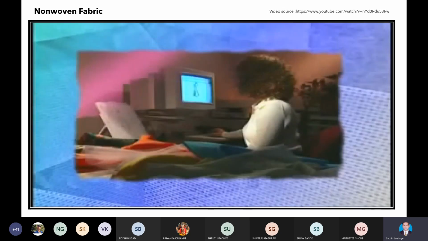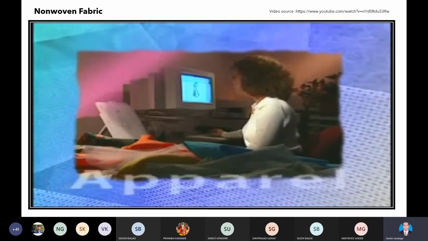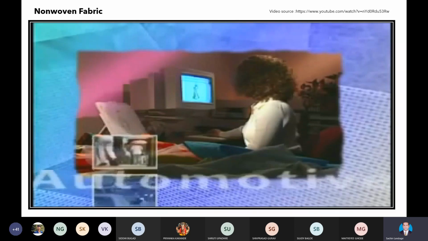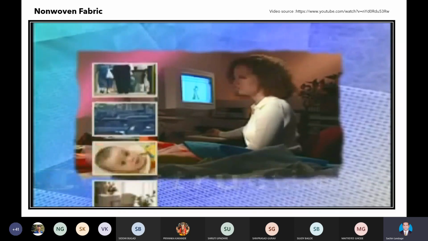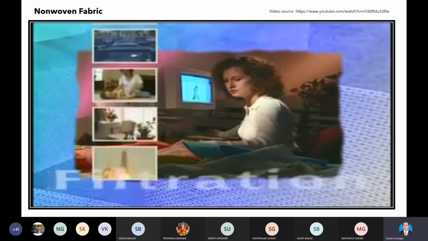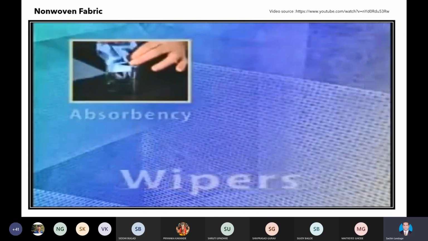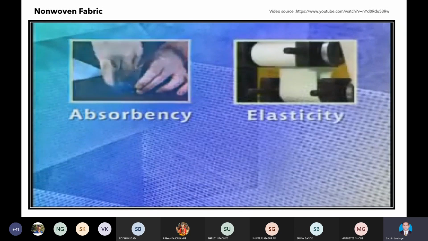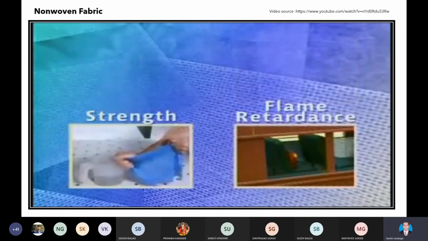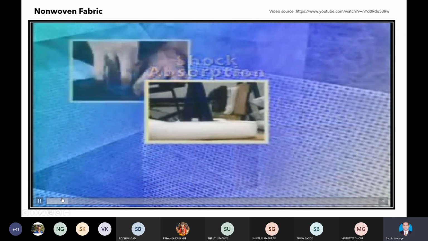Imagine for a moment you're a product designer. It doesn't really matter what field. You might design shoes, or cars, or diapers, or furniture, or even spaceships. Chances are your product will use some kind of fabric, and that fabric is going to need some special qualities if it's going to perform properly. Qualities like absorbency, or elasticity, or strength, or flame retardance, or shock absorption, or some combination. Our product designers are simply inventing their dream material.